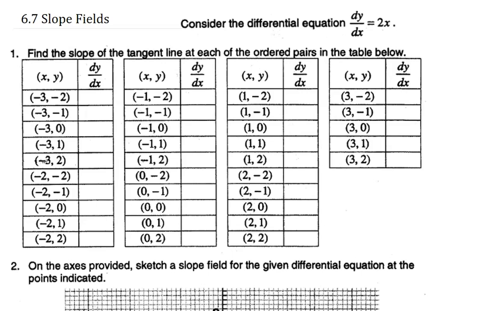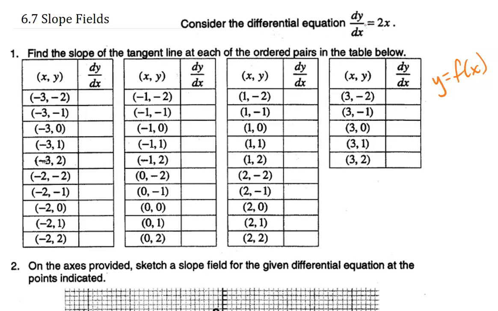What we're going to do is go through a bunch of ordered pairs, and the ordered pairs are already listed in a chart here for us. And we are going to identify the slope of some function y equals f of x, whatever this function happens to be that's a solution to this differential equation. We're going to figure out what dy over dx is, or what the slope is at each of those ordered pairs.